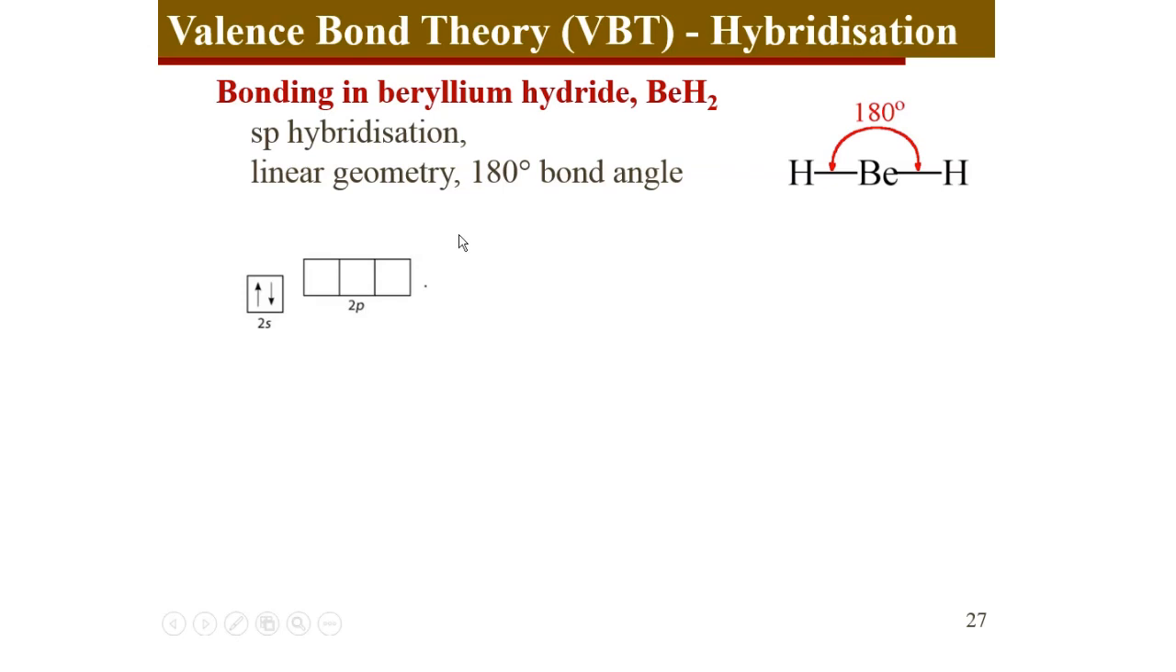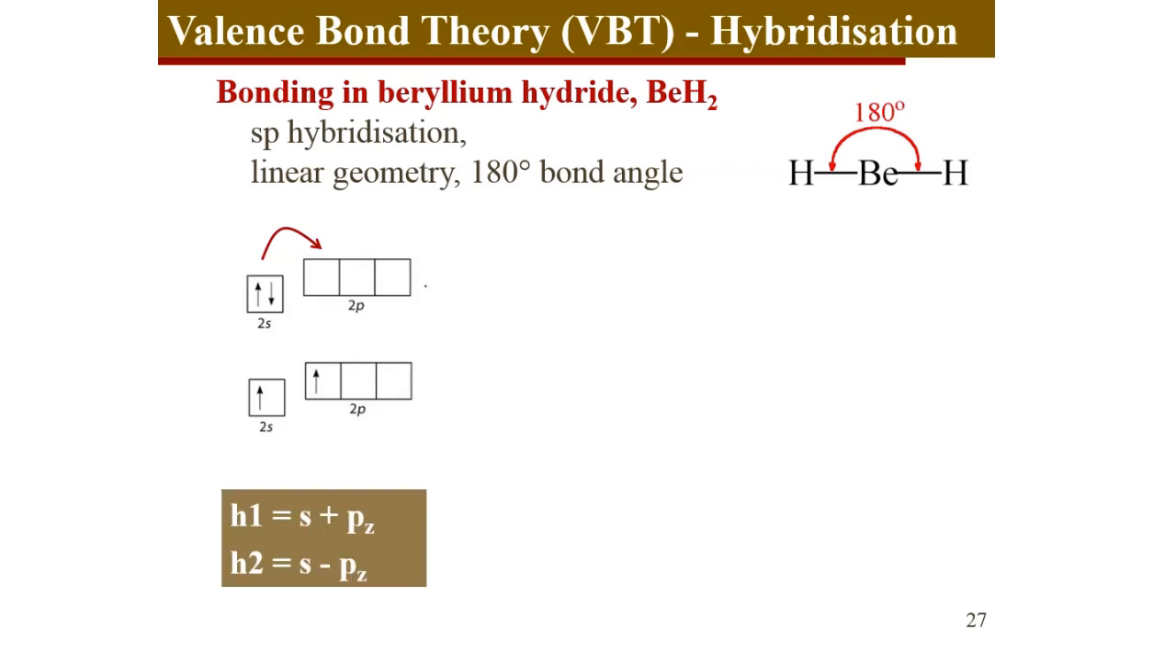2s and 2p, this is the ground state electronic configuration. When promoted, you get a new configuration like this, s and p. 2s and 2p become half filled. So sp hybridization results in 2 new wave functions, H1 and H2, for sp hybrid orbitals, and they lie linear to each other with a bond angle of 180 degrees.